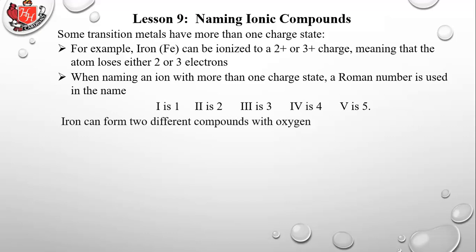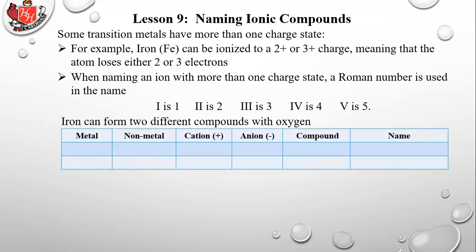Iron can form two different compounds with oxygen. So let's look at those. You have iron and oxygen. Now, if it's iron(II), the one that becomes a 2+ charge, then it's going to match up directly with an oxygen, which is a 2- charge. So that would be iron(II) oxide, and it's FeO. Again, the iron here has a 2+, the oxygen has a 2-. They perfectly balance each other. So that becomes iron(II) oxide because it required an iron(II).